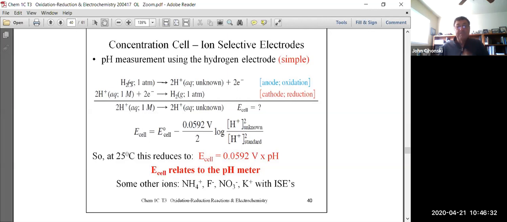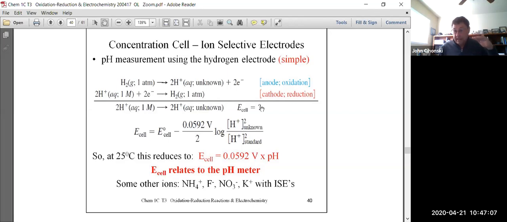We find that the hydrogen gas cancels out, right? This and this are both 1 atmosphere. The 2 electrons cancel out. And what we're left with is a 1 molar solution versus an unknown solution, and that gives us the voltage of the cell. So again, as this unknown varies, this voltage will do what? It will go up and down.